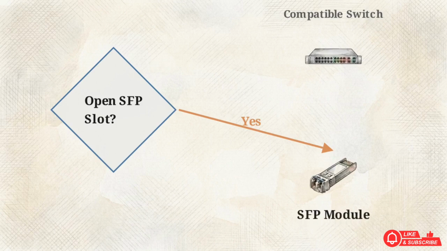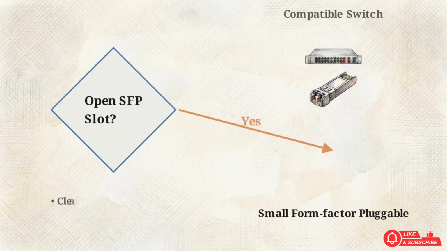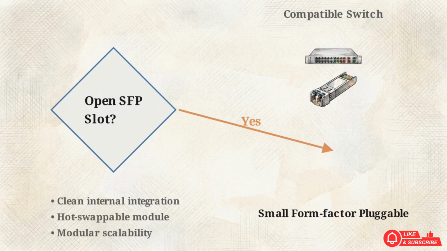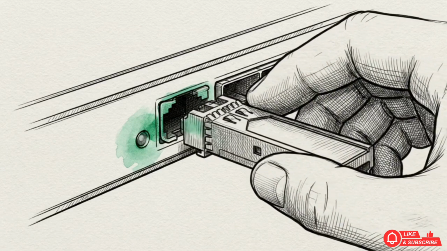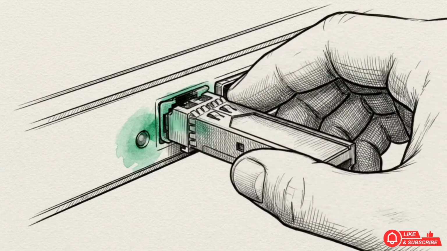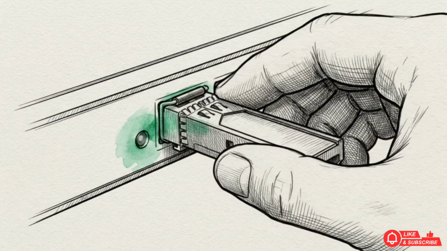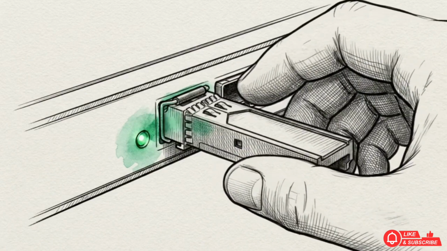You use an SFP module, a small form factor pluggable transceiver that slides directly into your compatible switch. This is the ideal scenario. SFP modules offer clean, space-saving scalability. You add fiber connectivity natively into the switch itself, avoiding any external clutter.